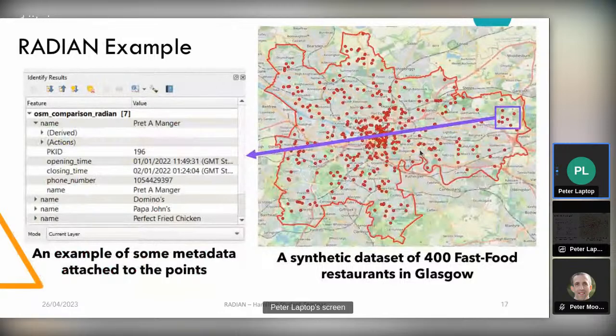And there's just another example. So this data set is fully synthetic, generated by Radian, looking to mimic that real data set of fast food restaurants in Glasgow. And like I said, they all have their own names, phone number, which is just a 10-digit random int, opening time, closing times, and then of course they all have some primary keys.